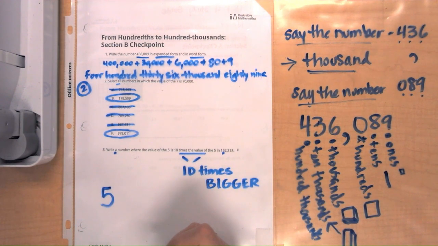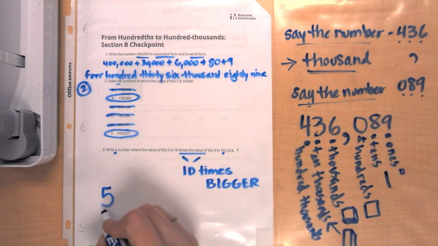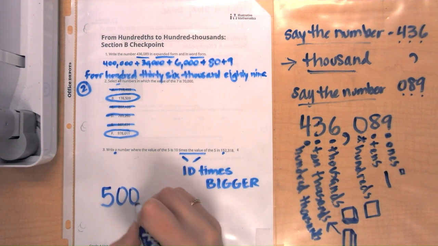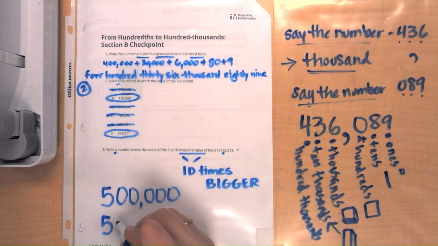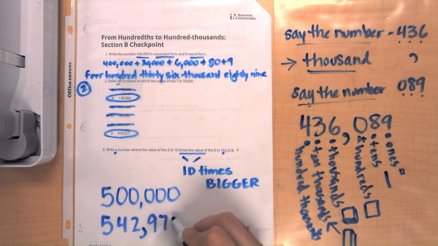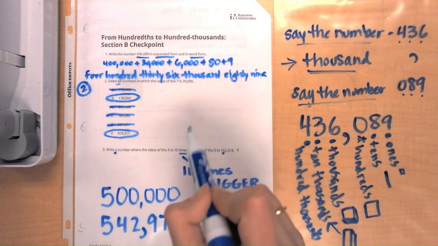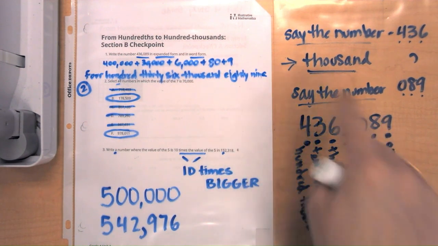So I'm going to write any number I want where there's going to be 6 digits and a 5 in the 100,000s place. I'm just going to make this easy on myself. It could be anything. It could be 542,976. It could be anything. These are the ways we're writing an expanded form, word form, and then we're just working on the value of digits. These are some of the tricks.